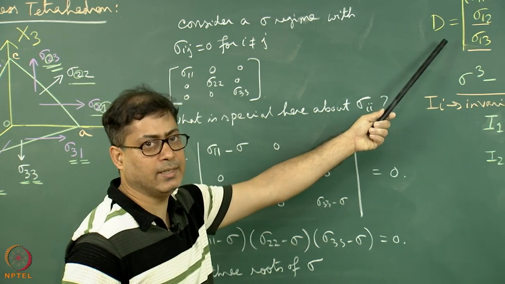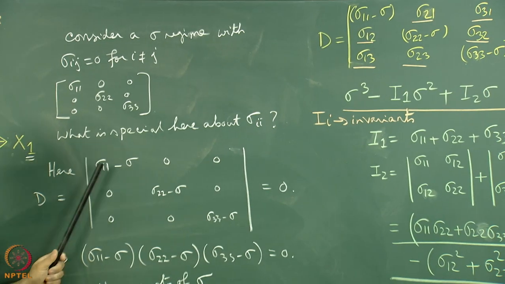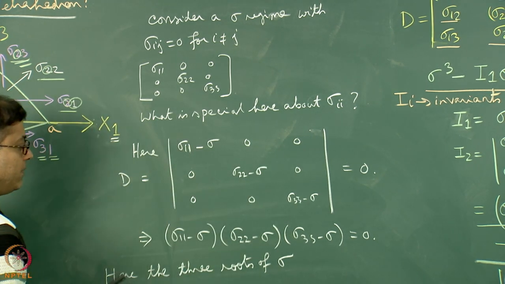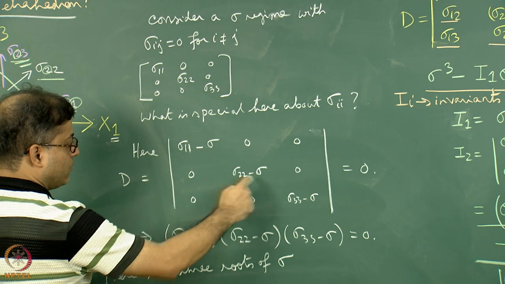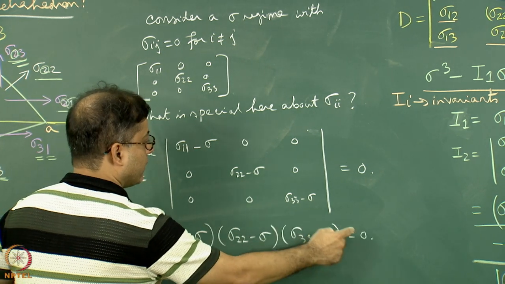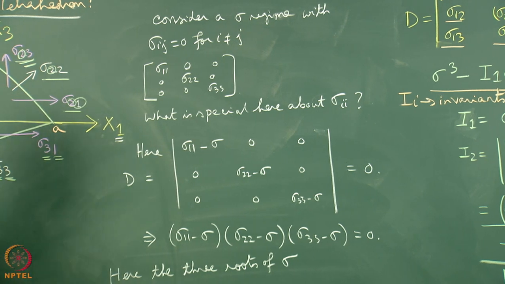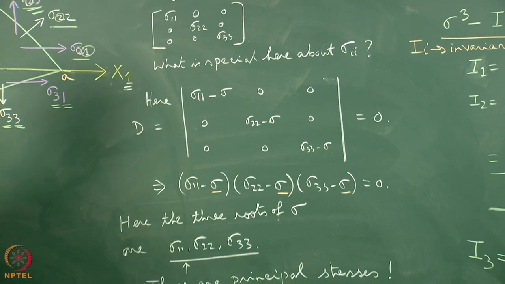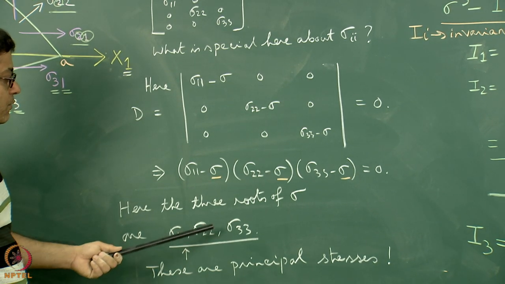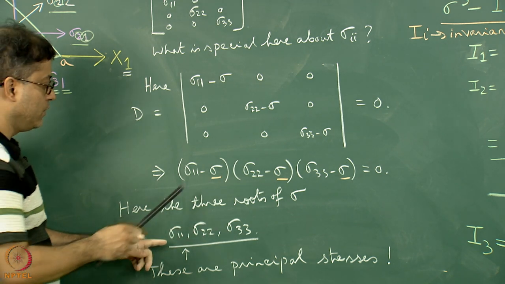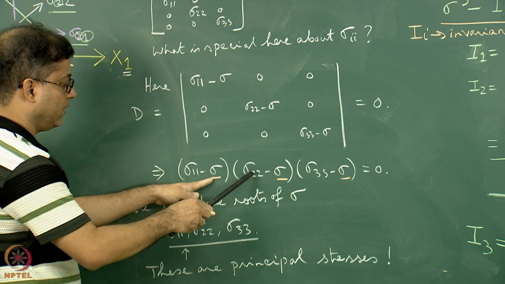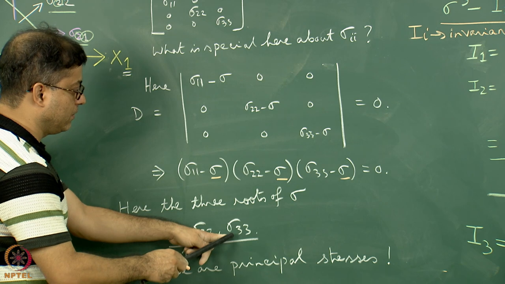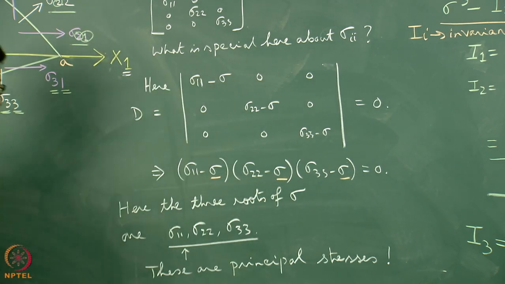So that which was stated here will now change to this form. These are the zero elements. Now if this is expanded, what will happen? Sigma 11 minus sigma multiplied by sigma 22 minus sigma multiplied by sigma 33 minus sigma is equal to 0. Now this is a cubic equation of sigma and it has three roots and those roots are sigma 11, sigma 22, sigma 33. Clearly I can see if I put sigma equal to sigma 11 over here, then it becomes 0. Similarly for sigma 22 equal to sigma and sigma 33 equal to sigma, this expression becomes equal to 0.